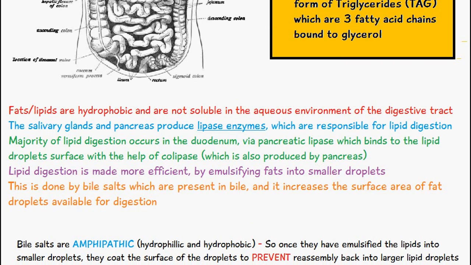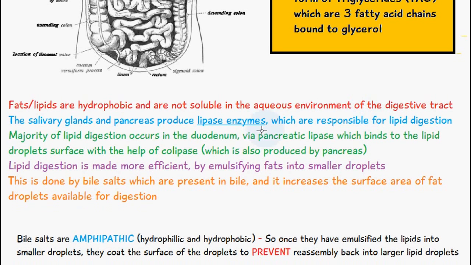So fats and lipids are hydrophobic and are not soluble in the aqueous environment of the digestive tract. The salivary glands and pancreas produce lipase enzymes which are responsible for lipid digestion. Majority of lipid digestion occurs in the duodenum via pancreatic lipase, which binds to the lipid droplet surface with the help of colipase, which is also produced by the pancreas. So pancreatic lipase works by binding onto the lipid droplet surface, and colipase helps by binding it onto the lipid droplet surface. So it works as sort of an anchor, so it anchors the pancreatic lipase onto the lipid droplet surface.